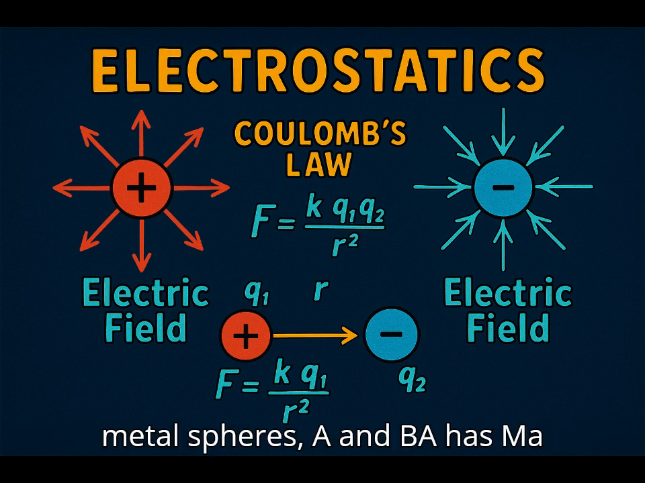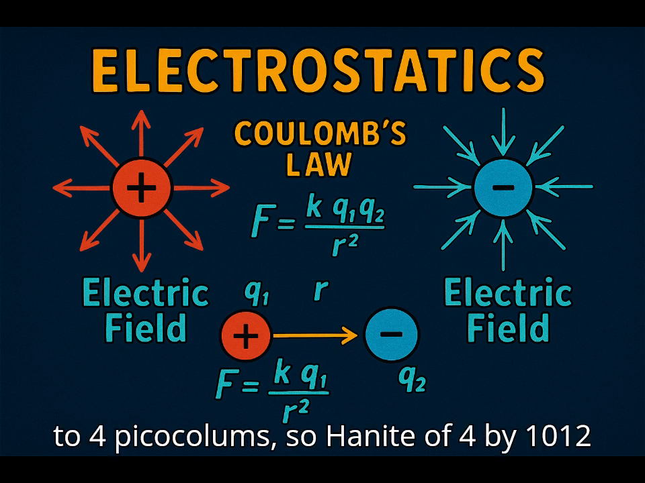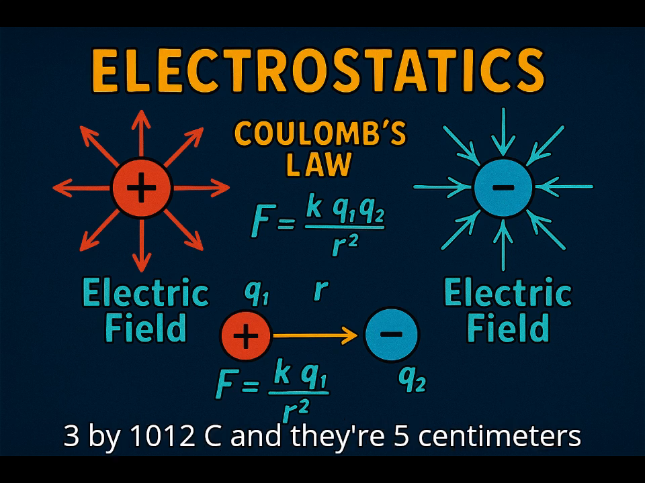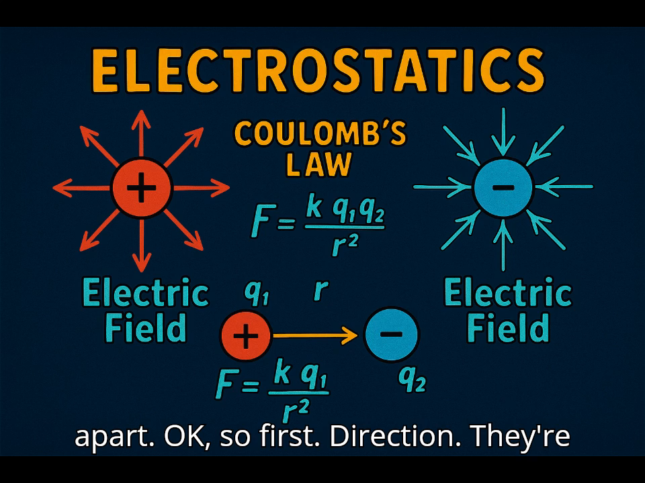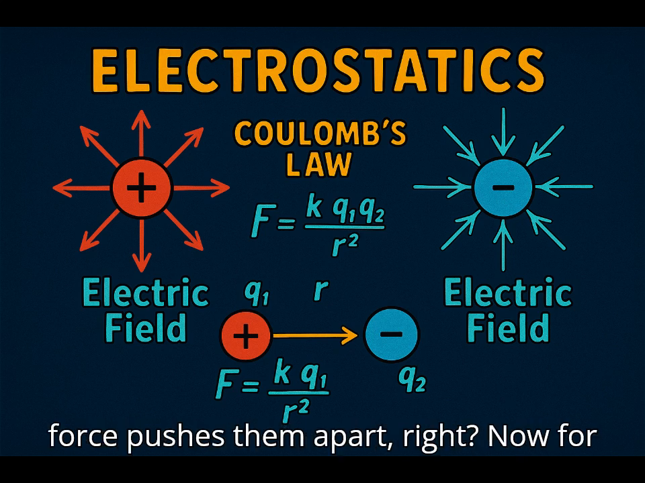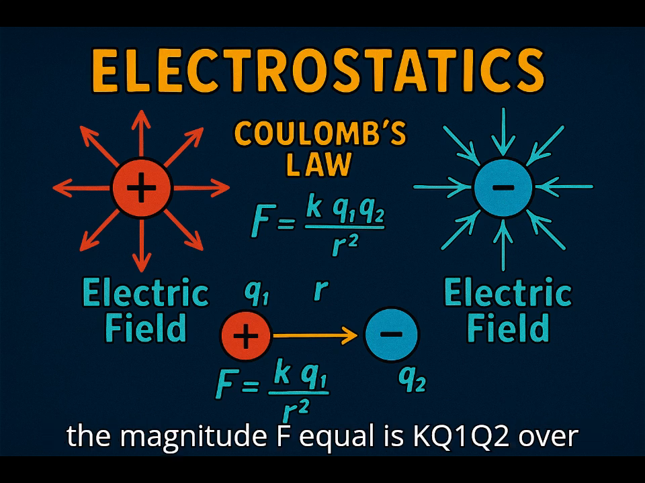Two small metal spheres, A and B. A has -4 picocoulombs, so -4 by 10^-12 C. B has -3 picocoulombs, -3 by 10^-12 C, and they're 5 centimeters apart. Okay, so first, direction. They're both negative, like charges. Repel. The force pushes them apart.